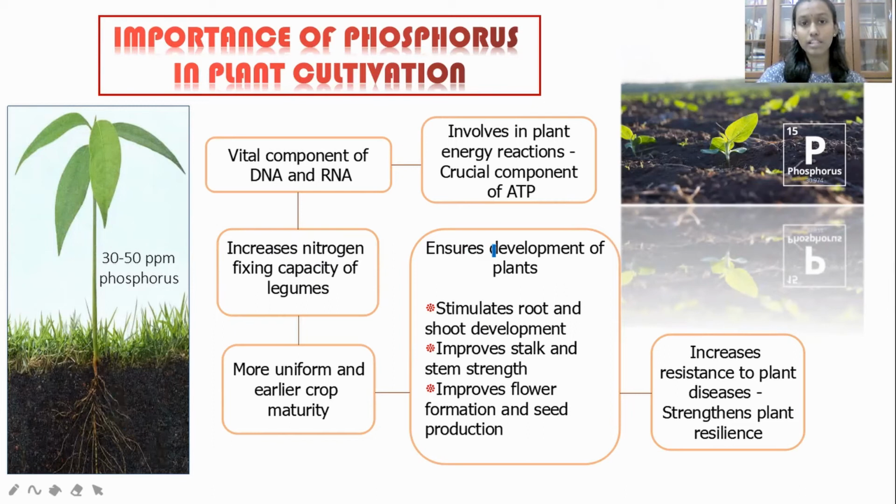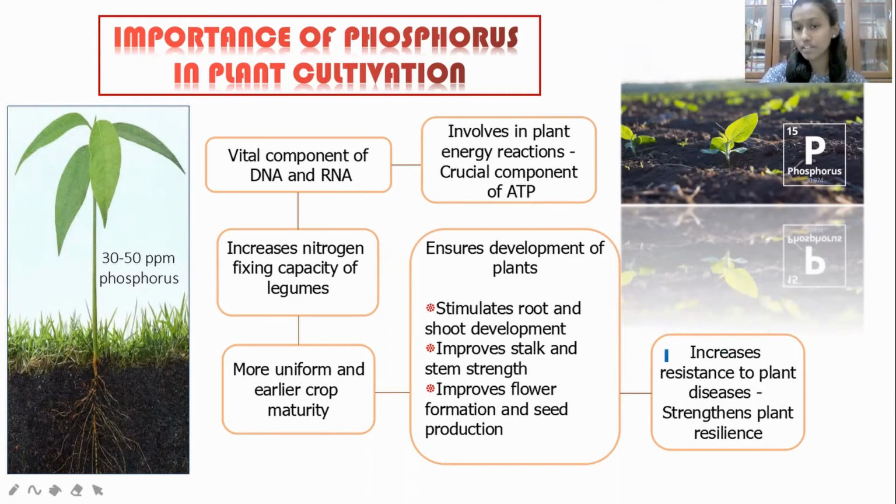Phosphorus also ensures good development of plants in the early stage itself by stimulating an extensive root system and upright shoot development, as well as improving stalk and stem strength. Phosphorus also collects abundantly in the flowers and seeds for their improved formation and increased production. And finally, phosphorus increases the resistance of plants to diseases such as microbial diseases and also to heat stress.